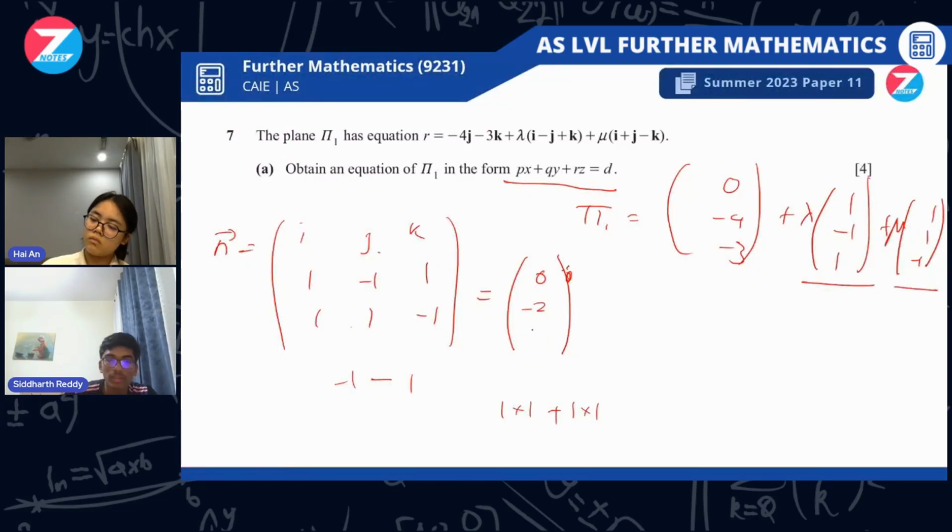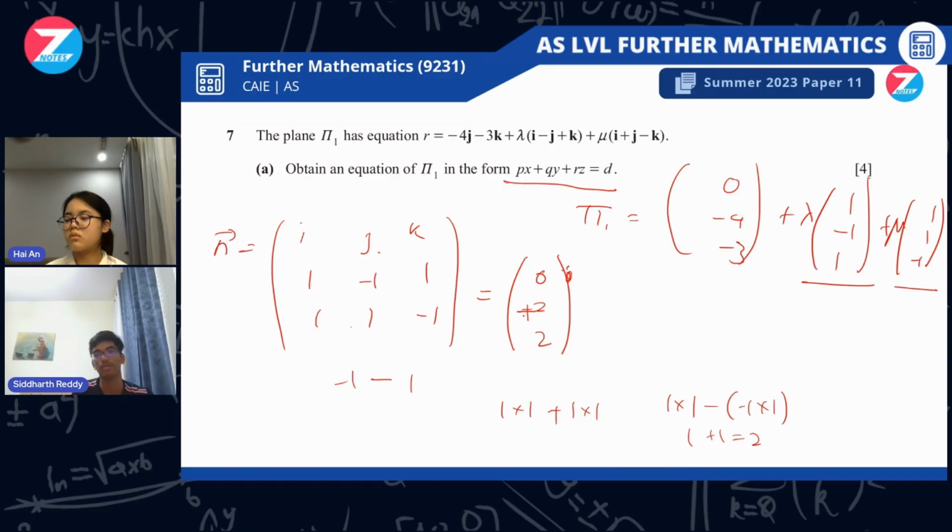Hold on. Something's going wrong with the signs. Always the signs. 1 into 1 minus 1 into 1, that becomes 2. Oh, okay. For the j, you have to put the minus sign. You have to reverse it, so it becomes plus 2. Yeah. So that's the normal vector, which we can just simplify as 0, 1, 1.